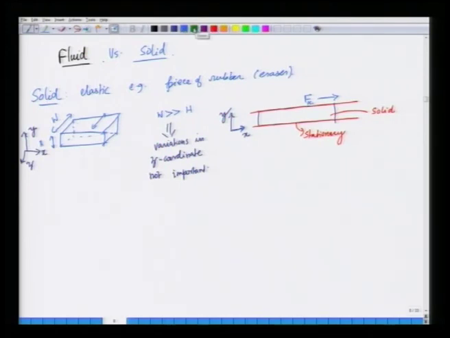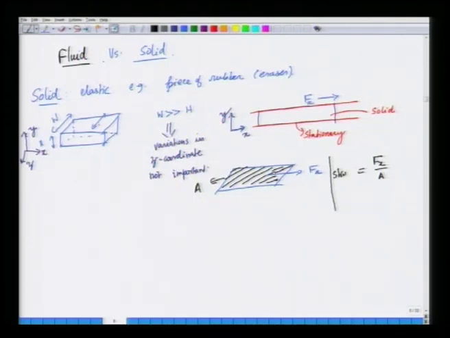Now, in mechanics, in both fluid and solid mechanics, if you have a surface, remember I am just drawing here the cross section at any plane that is perpendicular to z. This force is actually applied on a surface, on the top surface of this piece of solid. If the area of the top surface is A, then Fx by A is called the stress. Now, one normally distinguishes between two types of stresses. This is called the shear or tangential stress, because this is tangential to the surface on which the force is acting.